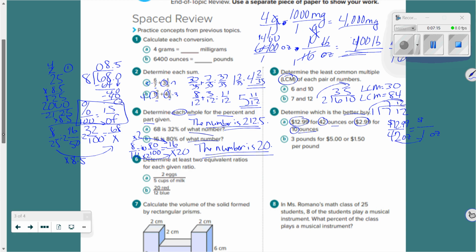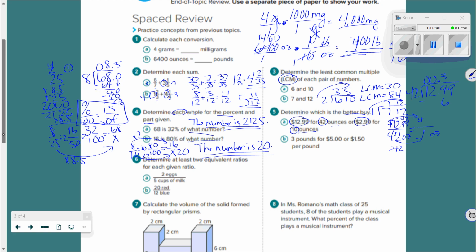How do I go from 42 down to 1? Divided by 42. That's what I'm doing for the $12.99, divided by 42. This one is not very pretty, but it's not all that bad. Dividing by 42. 42 going into 1? No. Into 12? No. I'm bringing my decimal up. We're going to 129. Yes, 3 times.